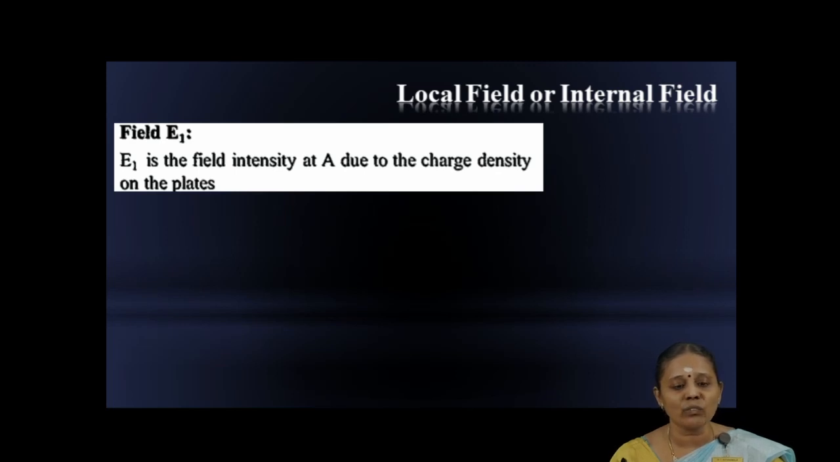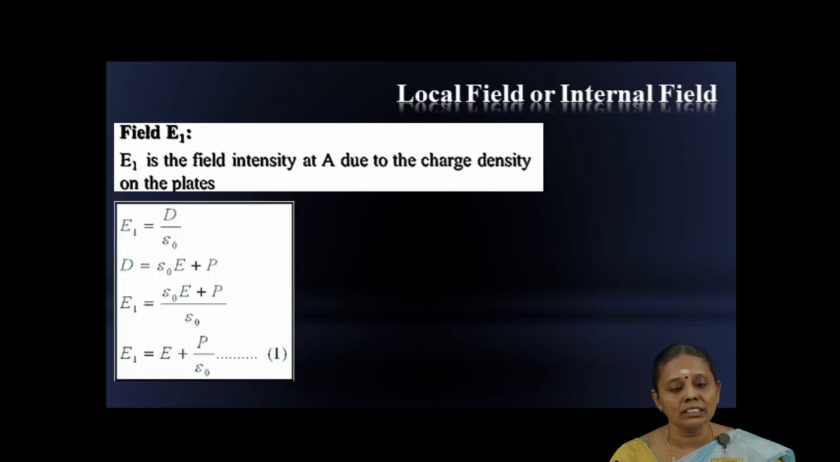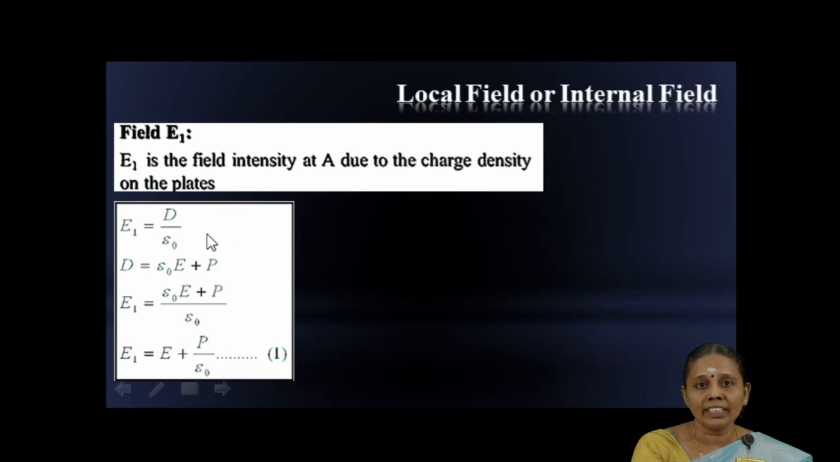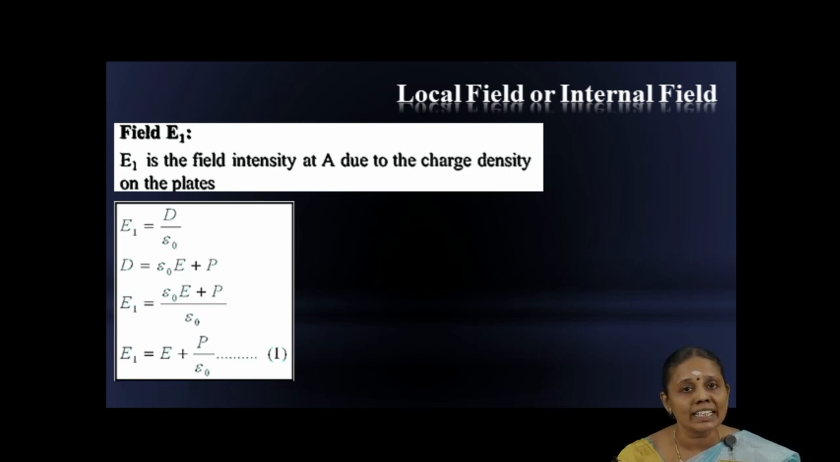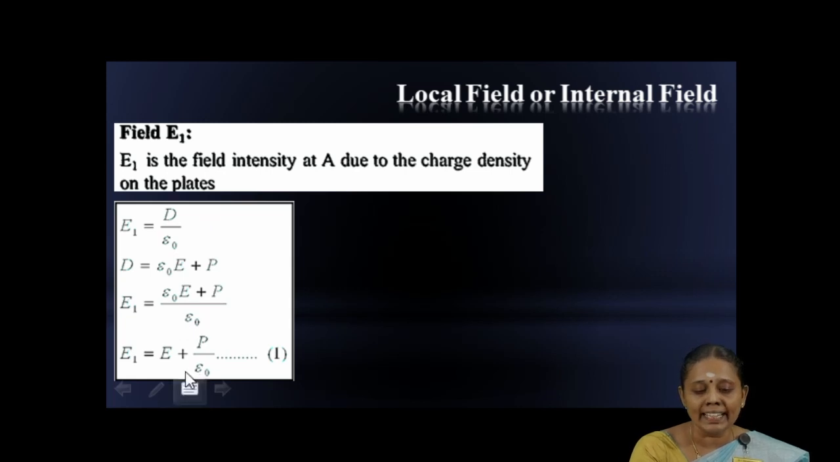First, to find the field E1. E1 is the electric field intensity at the point A due to the charge density accumulated on the plates. Here, we write the formula for the electric field intensity: E1 equals D by epsilon naught. D is the electric displacement vector, whereas epsilon naught is the permittivity of free space. We know that the electric displacement vector is epsilon naught E plus P. Here E is the applied electric field, and P is the polarization vector, that is, dipole moment per unit volume. Substitute the value of the electric displacement vector in the field intensity E1. We get E1 equal to E plus P by 3 epsilon naught.